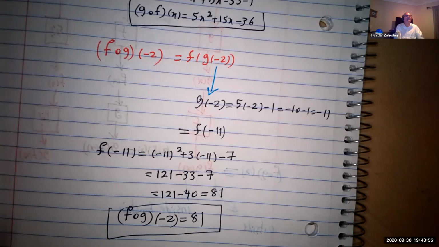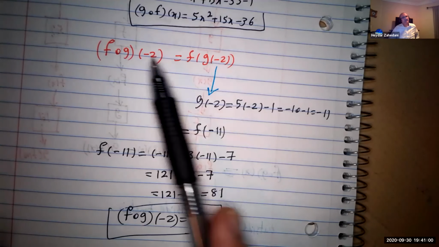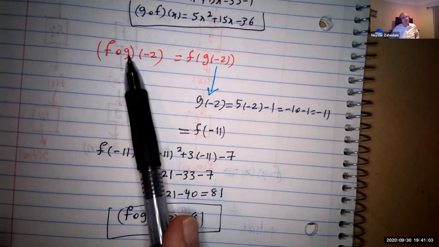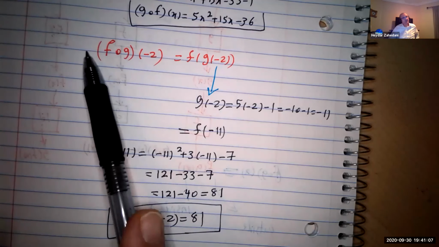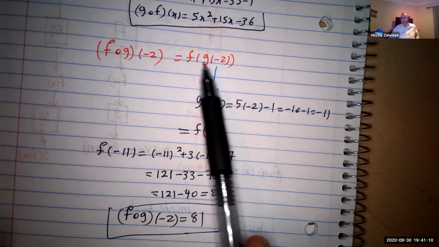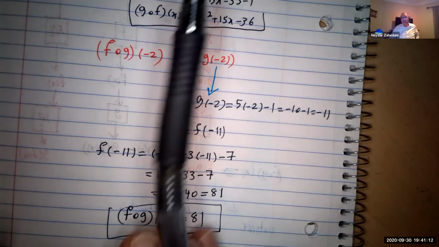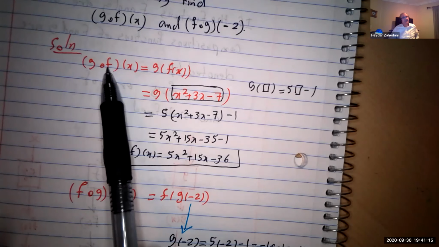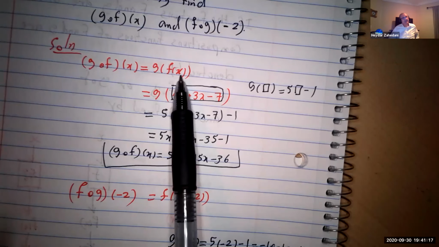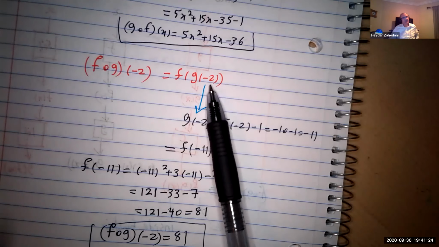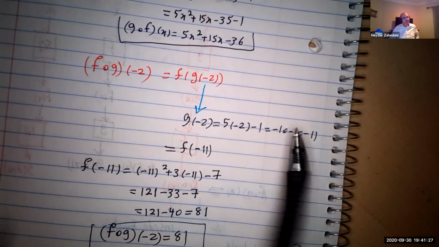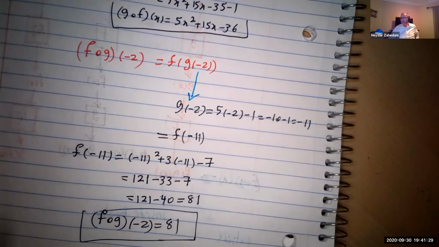The order is very important. They give you the order. f of g means you do the g first. If they switch it, you have to do it the other way around. So the definition first: this is f of g, and look at this one, g of f, g of f of x. Inside, outside. You have to do the inside first. You do the g first, g of negative 2. When you get it, you come back and continue with the other one. Any question?